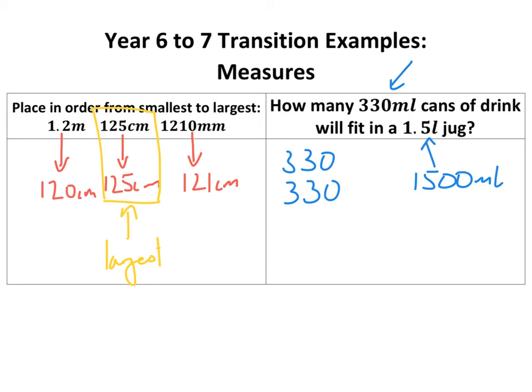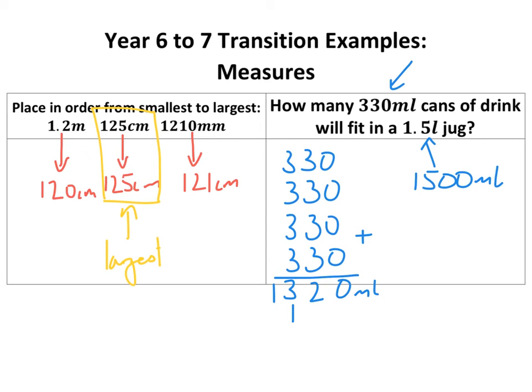So two of them makes 660, doesn't it? 990, and so I reckon there's going to be at least 4. So here we go. 0, we've got 3, 12. Carry the 1, 12, 13. So we've got 1320 millilitres in 4 cans.